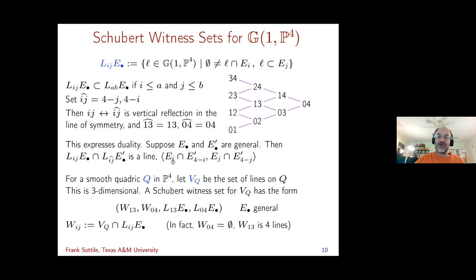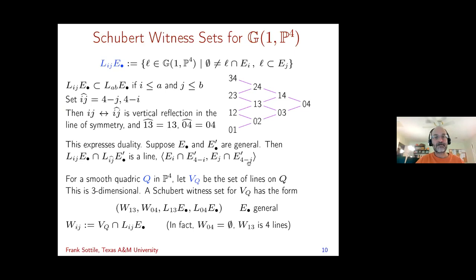The line has to meet E_i and be contained in E prime 4 minus i, which is a point. So the line has to contain this intersection, that's a point. It has to contain this intersection as well, and that's also a point. It's the span of the two points.